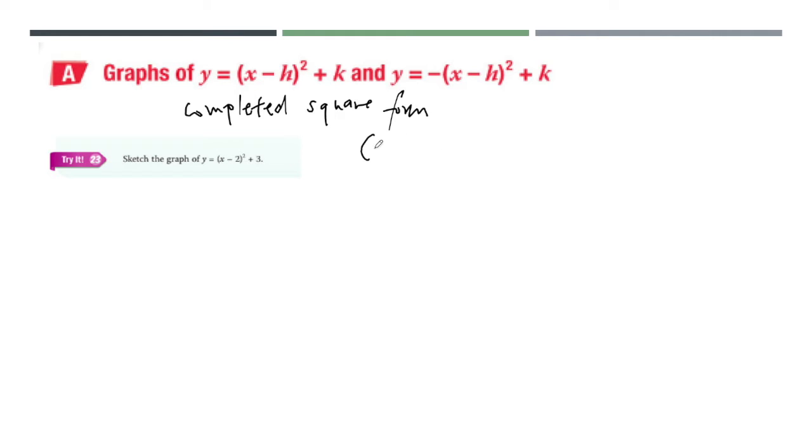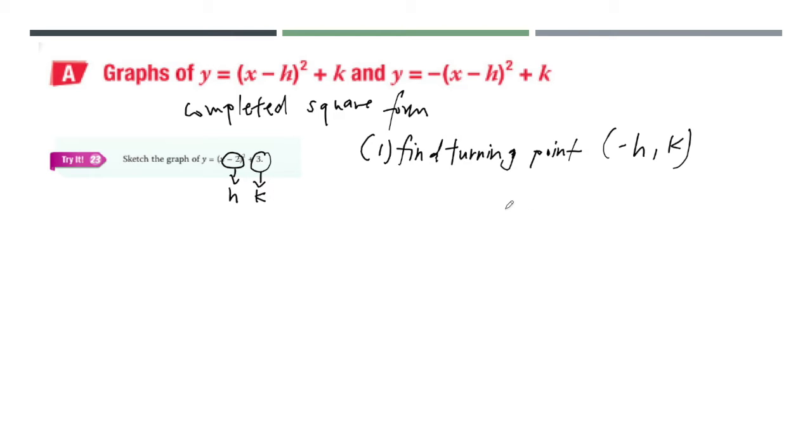My first step would always be to find the turning point. That's the whole purpose of completed square form. You should be able to see the turning point right away. What I mean by that is, look at this question. The turning point should be negative h and k. So where is your h? This -2 is your h, and this is your k. So whatever it is, you just put a negative in front first, and then you put in your h. Your h is -2, and your k is 3. So this is your turning point.